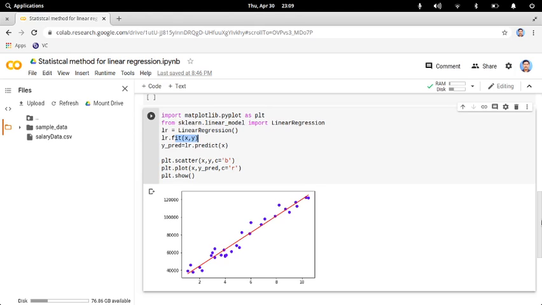Okay, in the next video we will see principal component analysis.